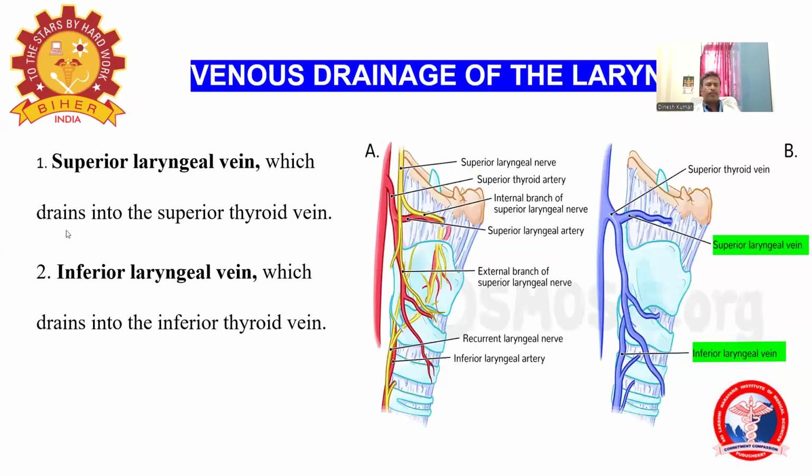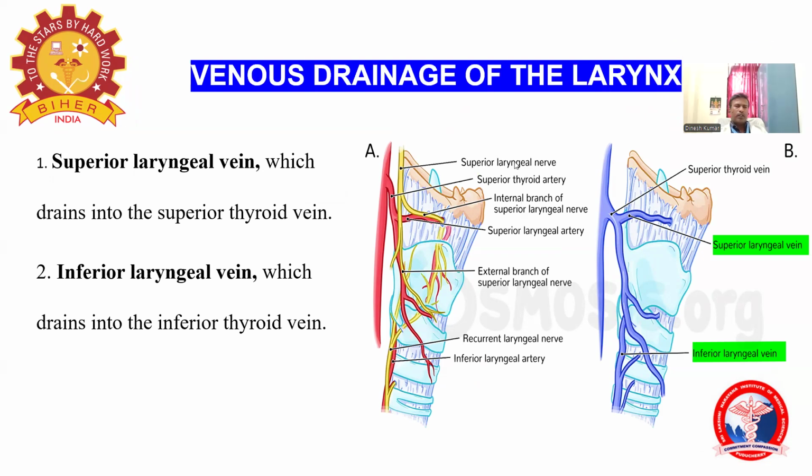Okay. Next, we'll discuss the venous drainage of the larynx. It's very, very important. There are two divisions. One is the superior laryngeal vein, another is the inferior laryngeal vein. The superior laryngeal vein drains into the superior thyroid vein. The inferior laryngeal vein drains into the inferior thyroid vein. Okay, the two laryngeal veins.